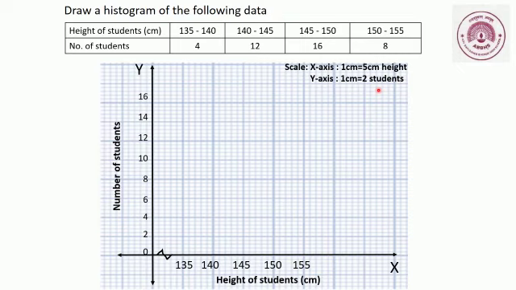Now here the first class is starting from 135 to 140. A mark called kink mark is shown between the origin and the first class. It means there are no observations up to the first class. The mark can be used on the y-axis also if needed. This enables us to draw a graph of optimum size.